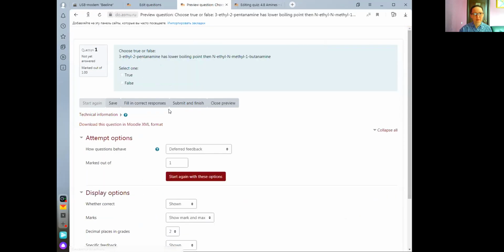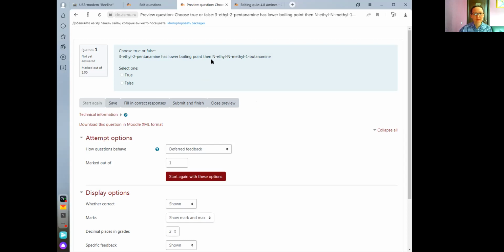Let's look at another type. It's true or false. You're given some statement. For example, 3-ethyl-2-pentane amine has lower boiling point than N-ethyl and methyl 1-butane amine. It's true or false? It's again about boiling point and again tertiary, secondary, or primary amines, types of amines. But you must understand that in another question, another types of compounds can be compared. For example, you must choose which one compound has a higher boiling point between alkane, amine, and alcohol.